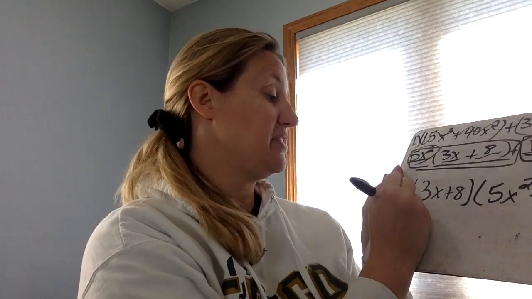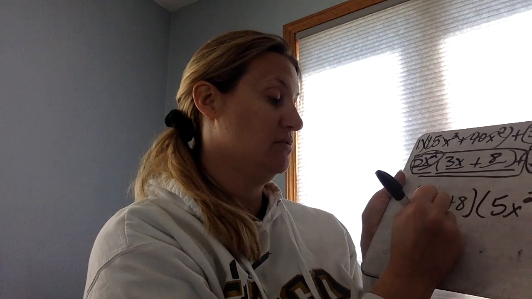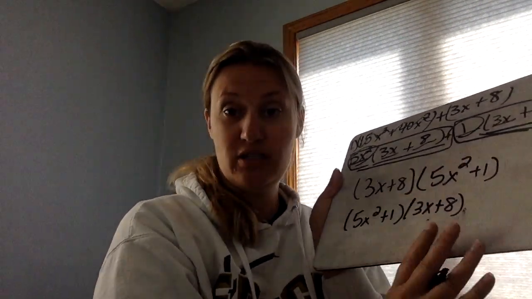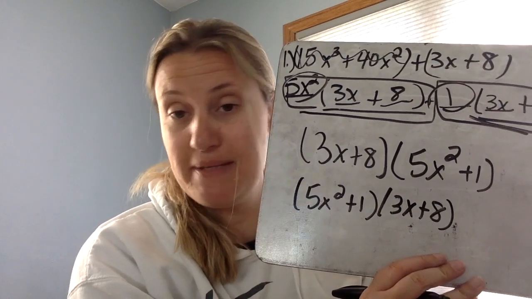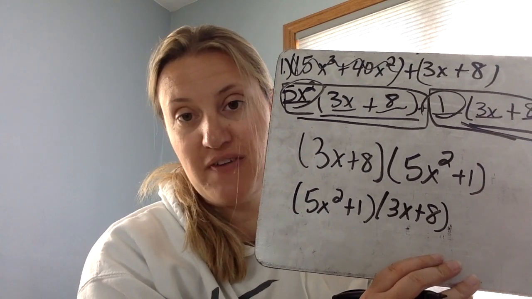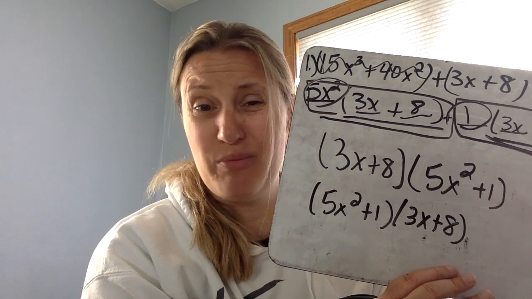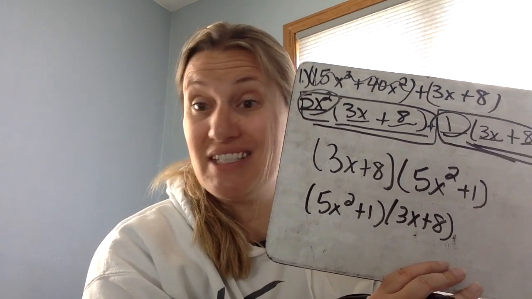Now, you could write it this way. That does not matter, because obviously multiplication order doesn't matter. So either one of those answers is fine. But that's how you do it. It looks like a big, scary problem, but if you can pull out a greatest common factor and divide, it's pretty simple. Okay, number 2 on the worksheet looked like this.